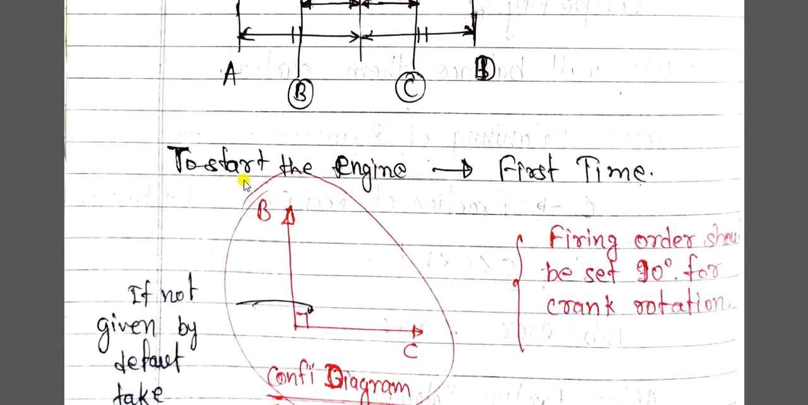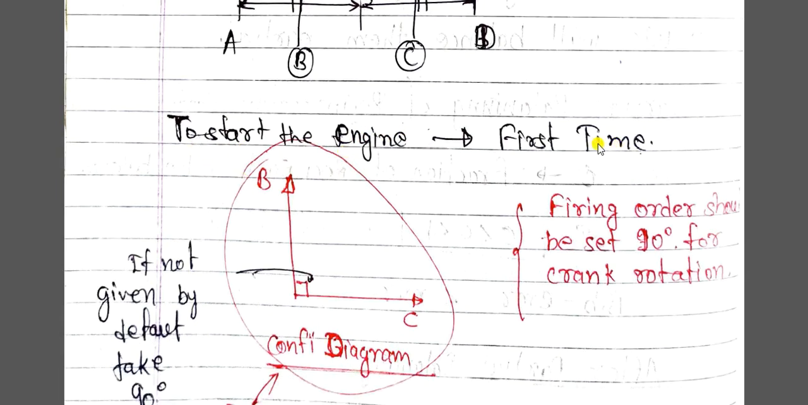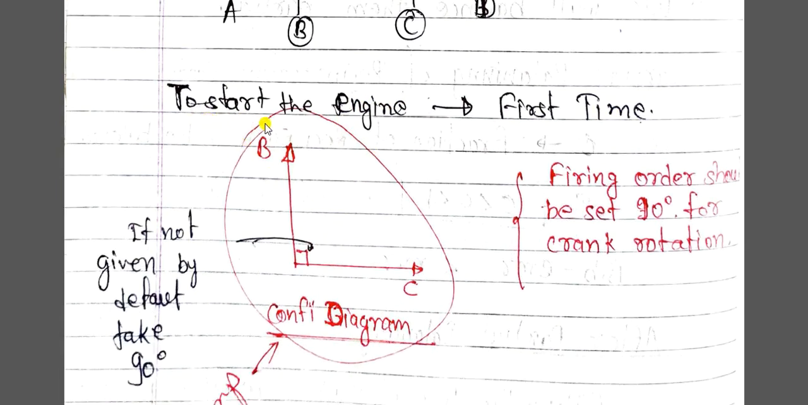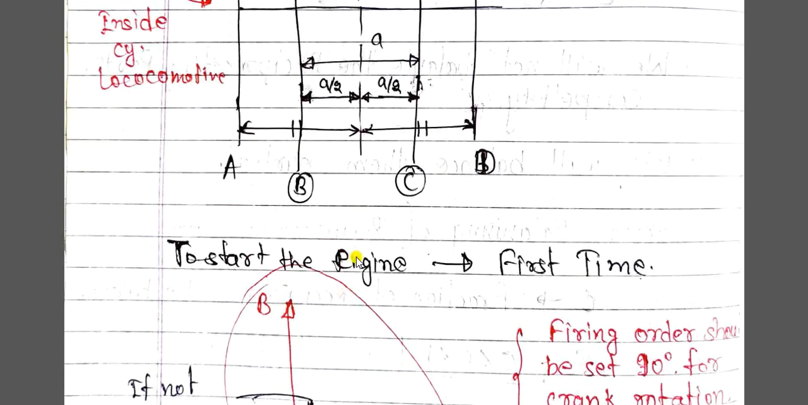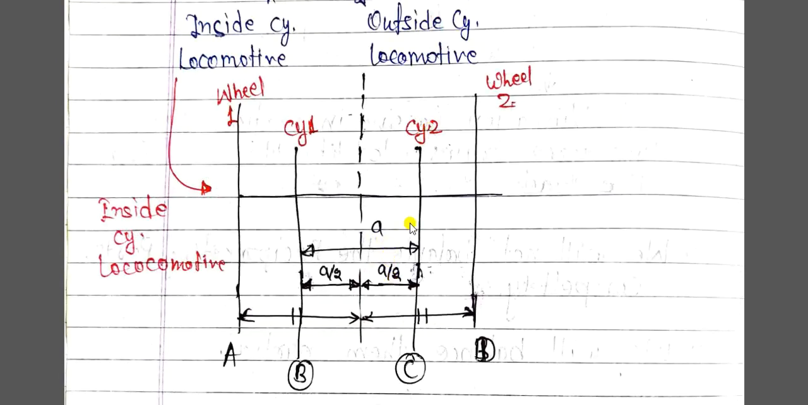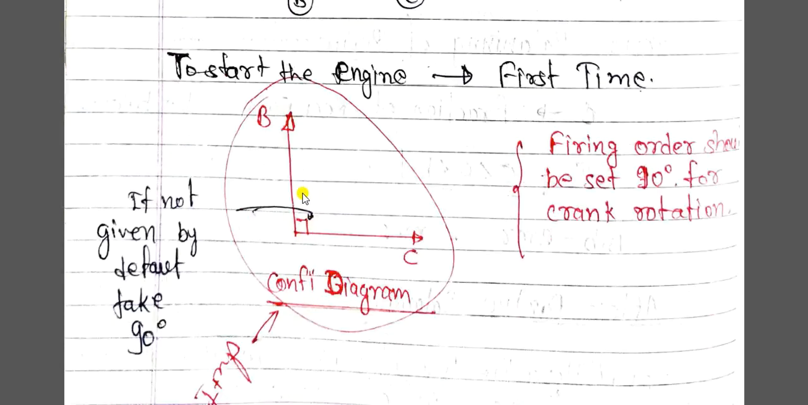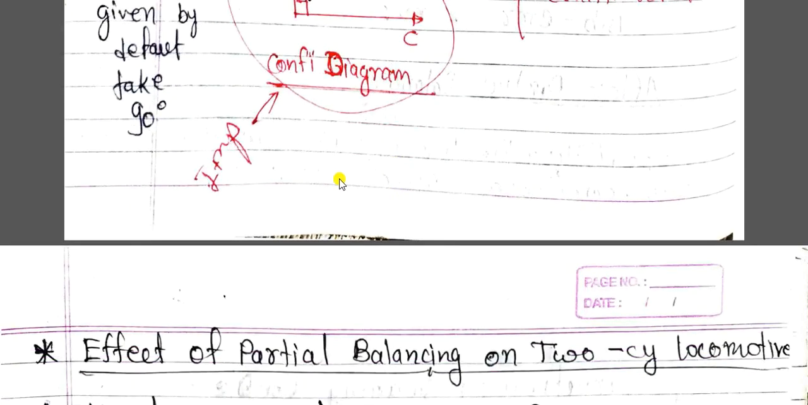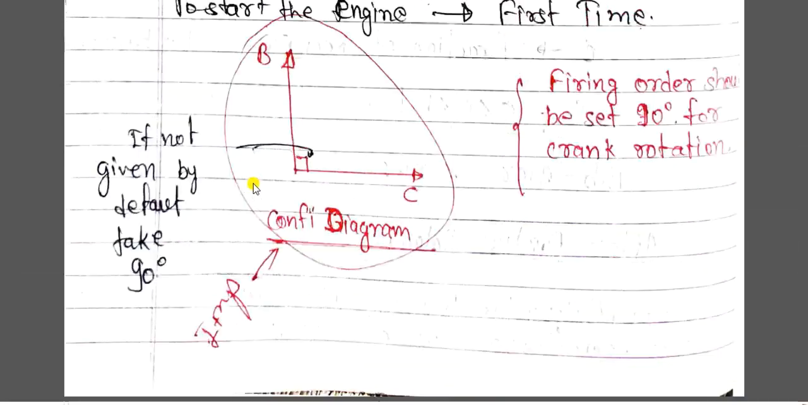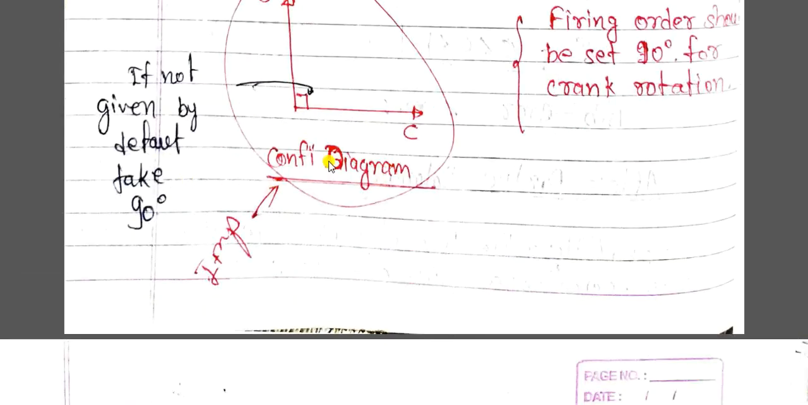To start the engine the first time, you have to assume a configuration diagram like this. This is cylinder 1, this is cylinder 2. There will be a 90-degree angle between the planes of both cylinders. If not given, by default take 90 degrees. The firing order should be set at 90 degrees for crank rotation. What is firing order, we will come to later. So this is your configuration diagram, but we will see this when we solve the problem.